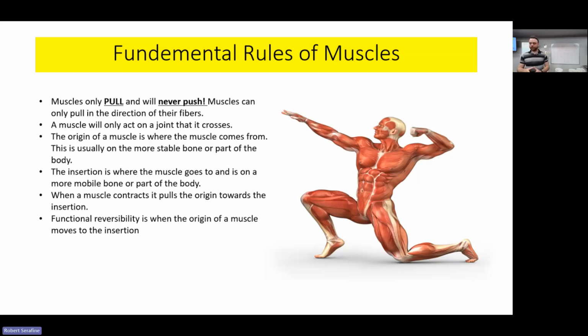Now, a muscle can only ever act on the joint that it crosses, because it has to cross the joint to be effective. If a muscle crosses my shoulder joint, it's not going to act on my elbow. It's only going to act on my shoulder, because it physically can't cross and move and do anything to my elbow.